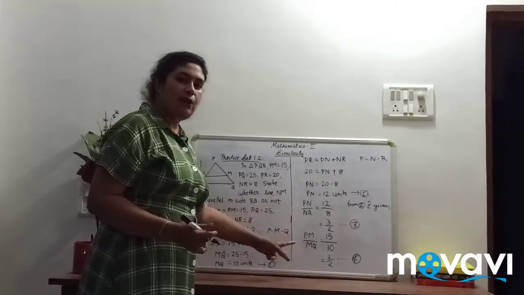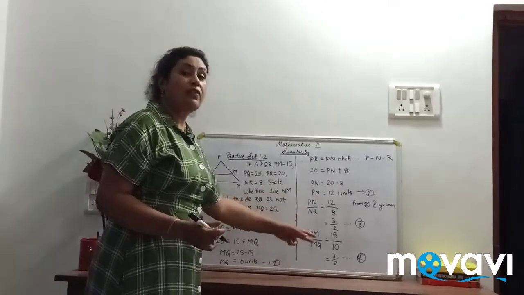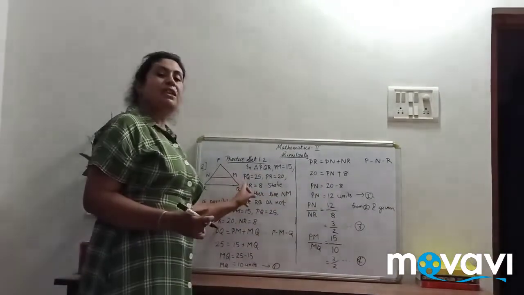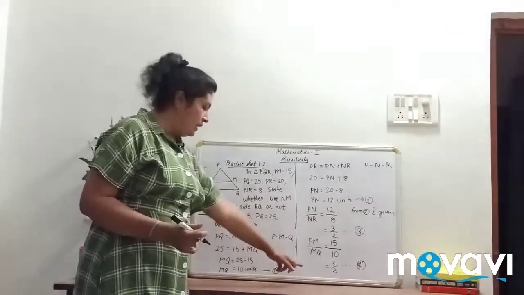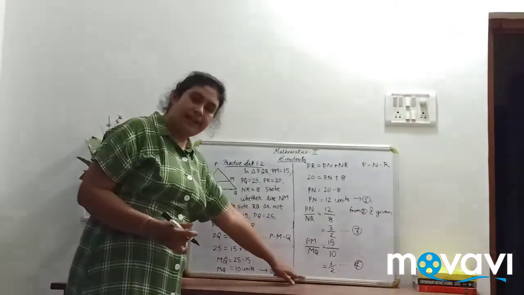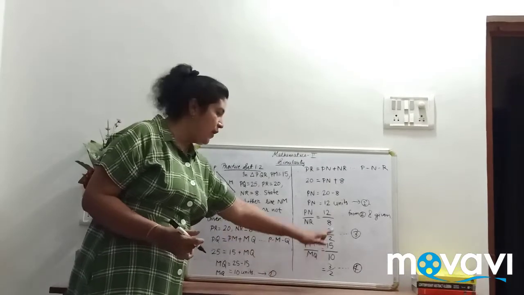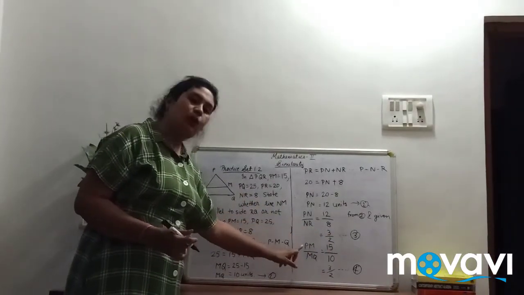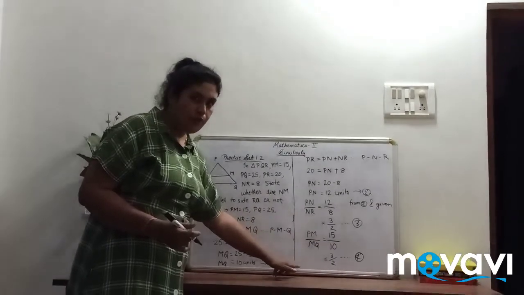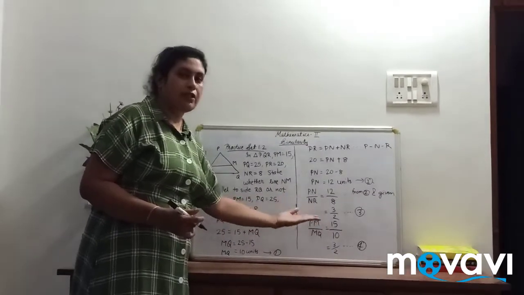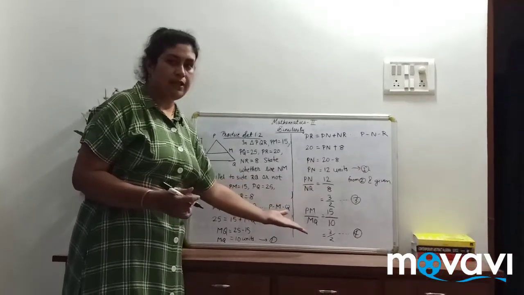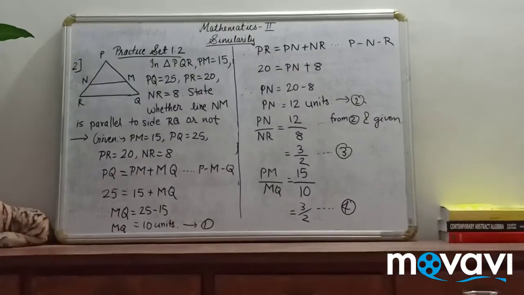So if they are equal, by converse of basic proportionality theorem, NM is parallel to RQ. This last statement you are going to write. What are you going to write? From third and fourth, PN upon NR is equal to PM upon MQ. So by converse, that will be the reason, by converse of basic proportionality theorem. Let's proceed further.